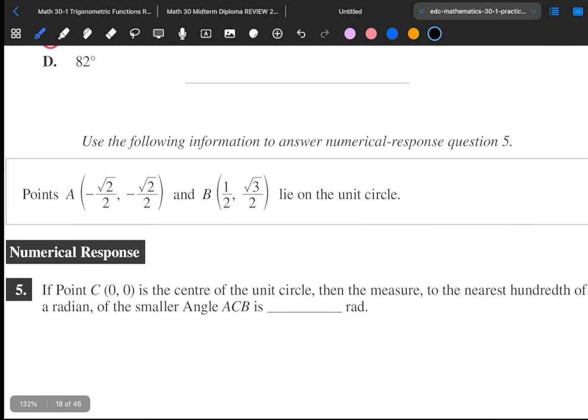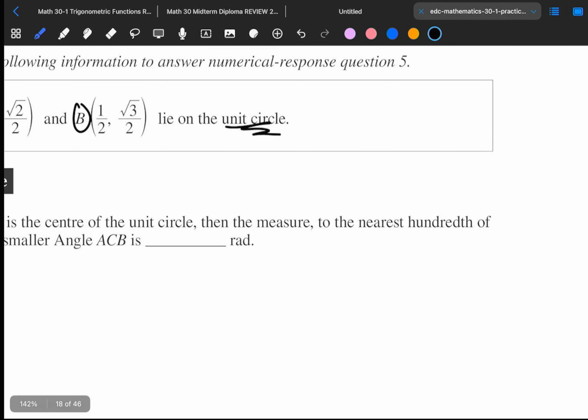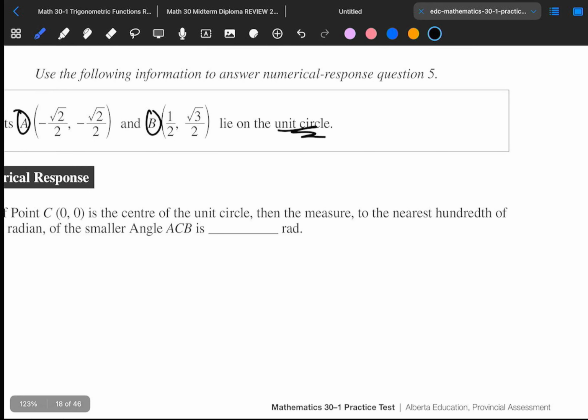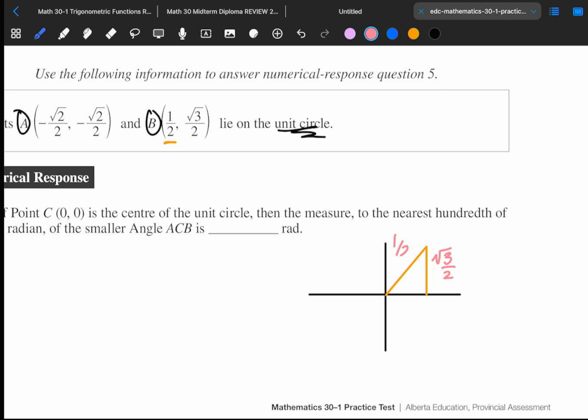So the way we do this question is we have 2 points, A and B, which are on the unit circle. On the unit circle, that tells us our radius is equal to 1, and we can find some key trigonometric ratios based off of that. I want to draw this out. Our first point is positive 1/2, comma, root 3 over 2. That's going to be in the first quadrant because both x and y are positive. So we have root 3 over 2 as our y and 1/2 as our x. This is going to be point B.